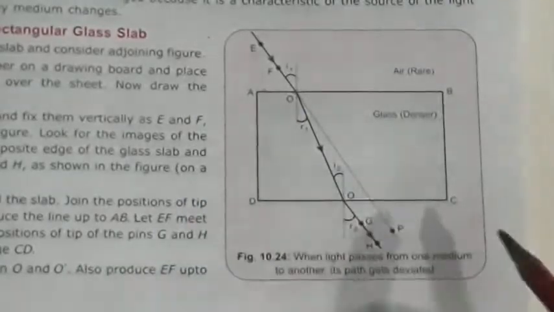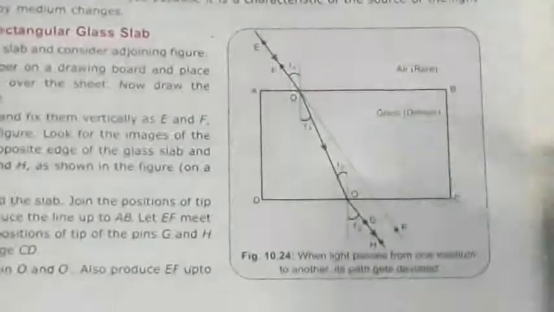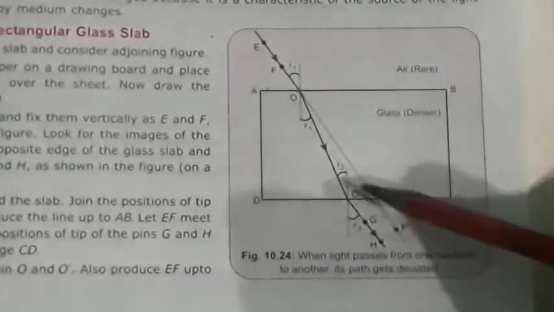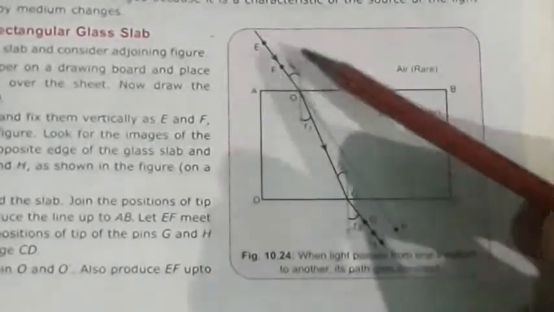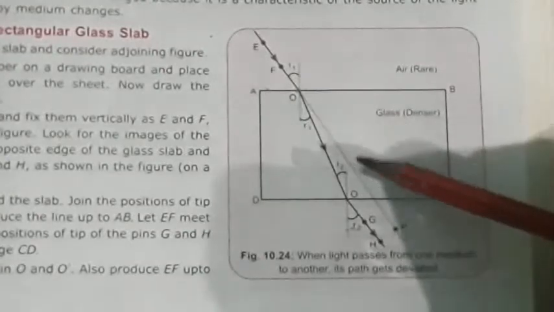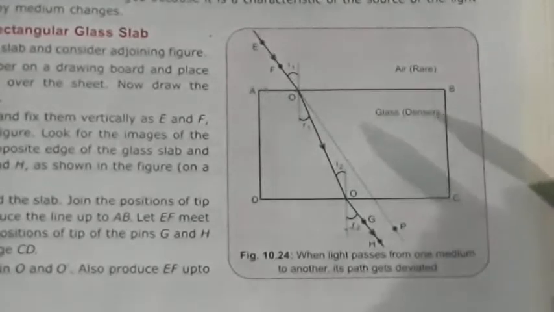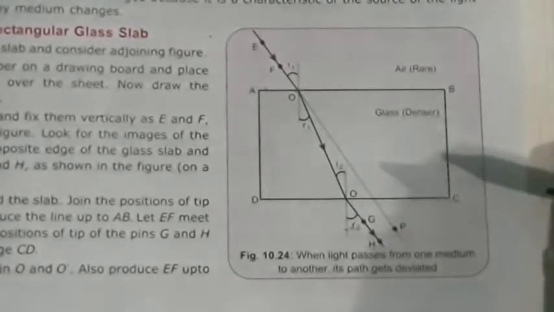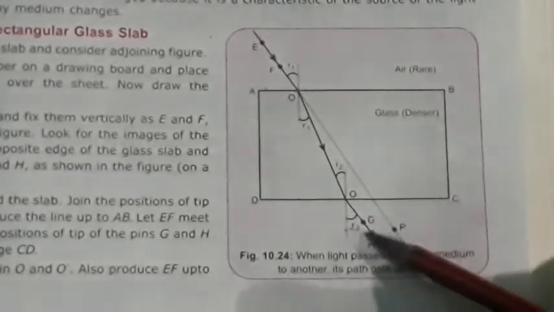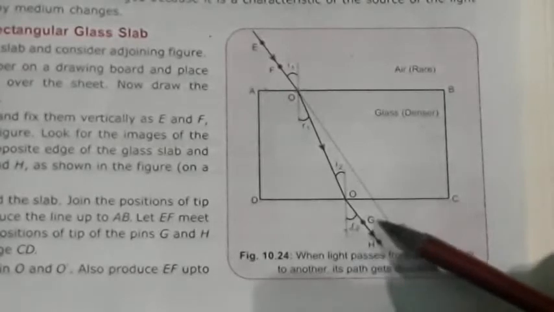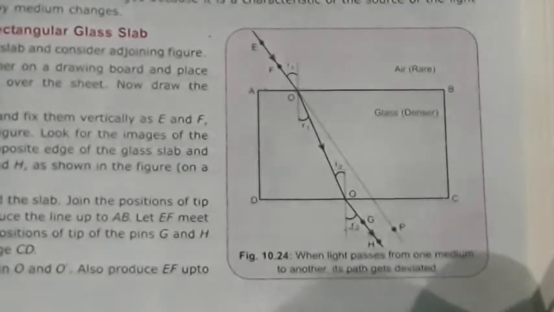Then we saw from here, we put those pins here, G and H. Then make a line here. Make the normal from here. We can measure this angle and this angle, and we draw this line, and we can measure this angle and this angle, and from this we can see that this line and this line are parallel.